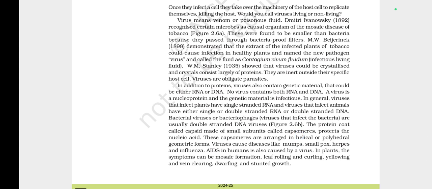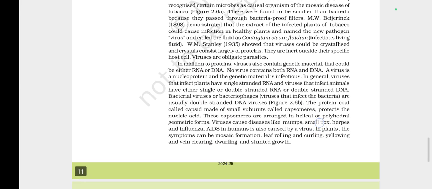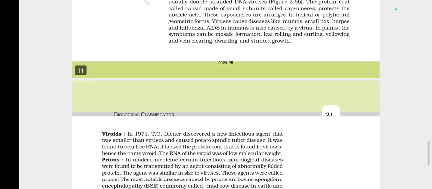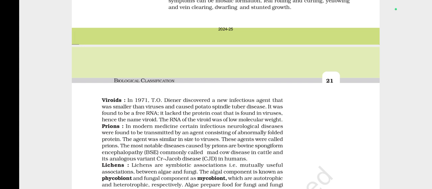In plants, the symptoms are mosaic formation, yellowing, leaf curling, and stunted growth. Viroids were discovered in 1971 by T.O. Diener. They are smaller than viruses, with low molecular weight, and cause potato spindle tuber disease.